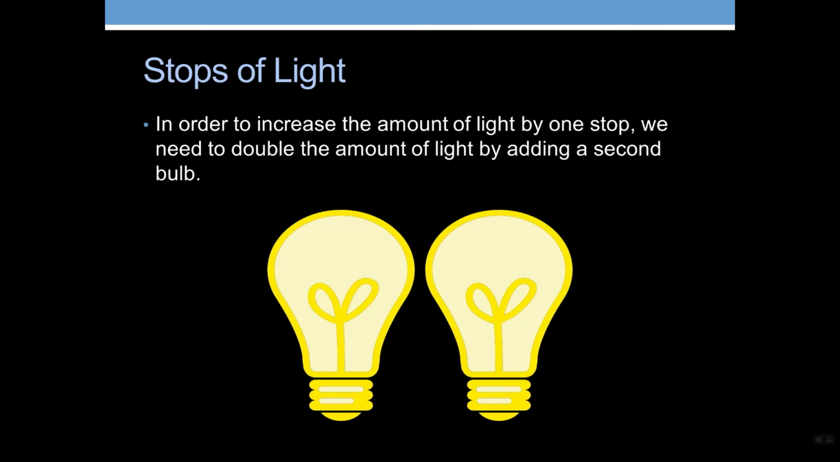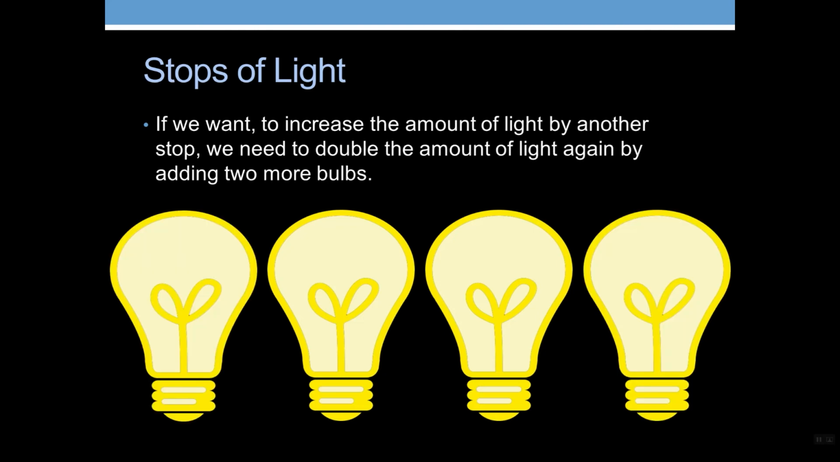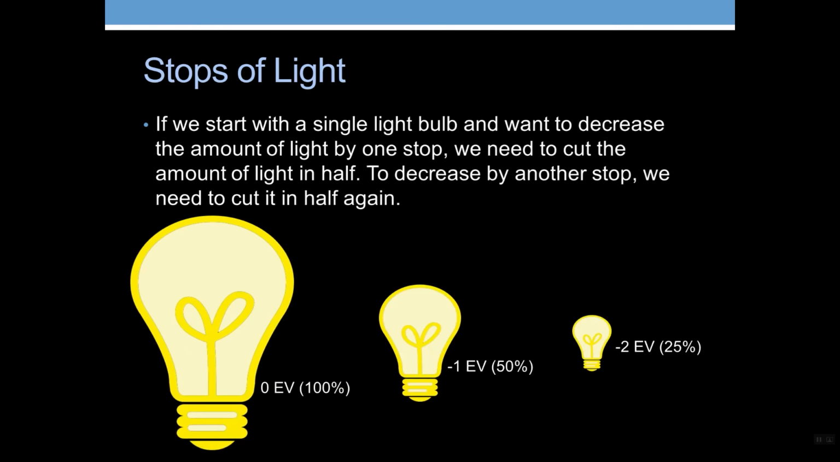In order to increase the amount of light by one stop, we need to double the amount of light by adding a second bulb of the same value. If we want to increase the amount of light by another stop, we need to double the amount of light again by adding two more bulbs of the same value as the original single bulb. If we start with a single bulb and we want to decrease the amount of light by one stop, we need to cut the amount of light in half. To decrease by another stop, we need to cut it in half again.